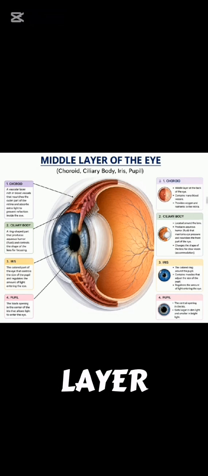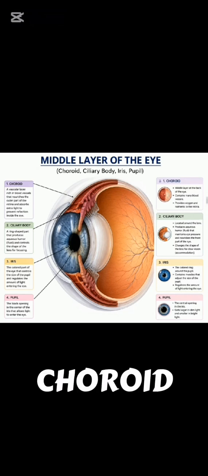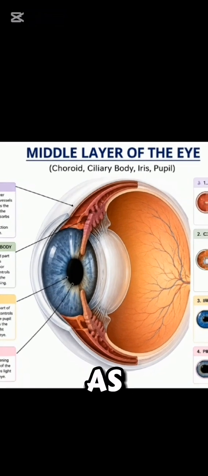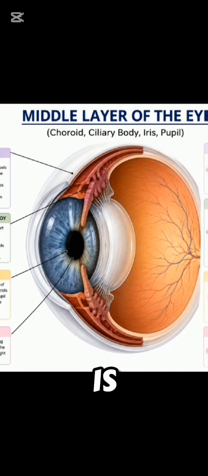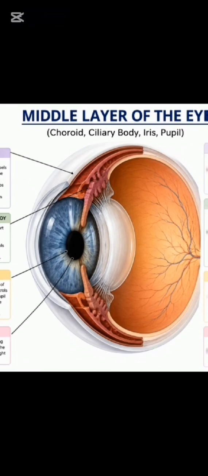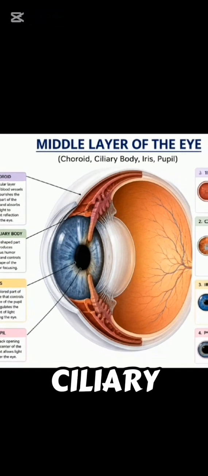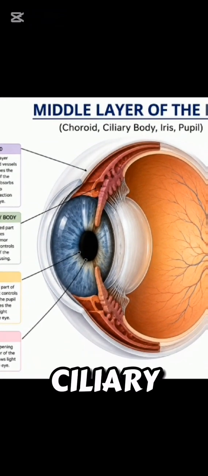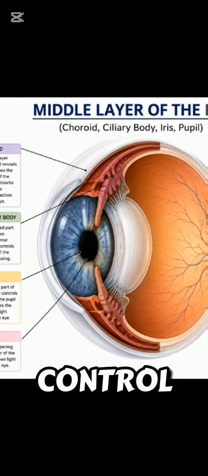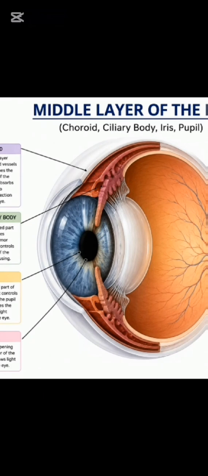Then the middle layer of the eyes, we have the choroid, the ciliary body, the iris, and the pupil. The choroid is a layer containing blood vessels and they nourish the retina. The ciliary body produces aqueous humor that controls the shape of the eye.